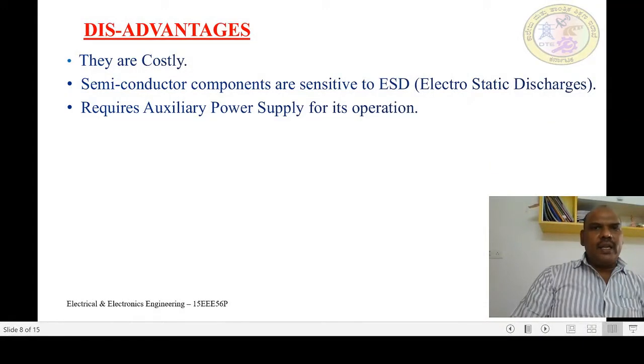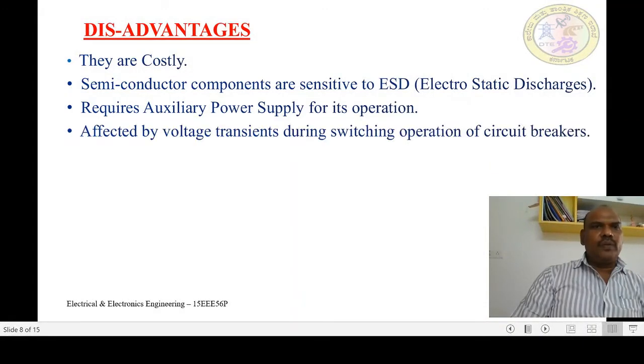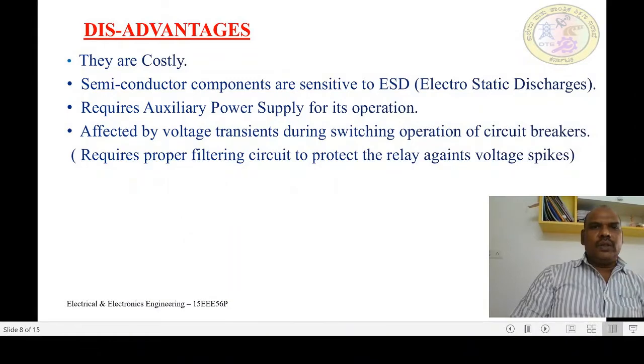It requires an auxiliary power supply for its operation. They are affected by voltage transients during switching operation of circuit breakers. So any spikes in voltage may affect the relay. Proper care has to be taken to prevent high voltage being applied to the relay. So it requires a proper filtering circuit to protect the relay against voltage spikes.